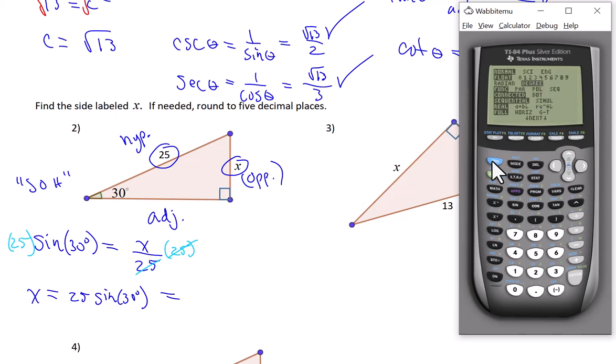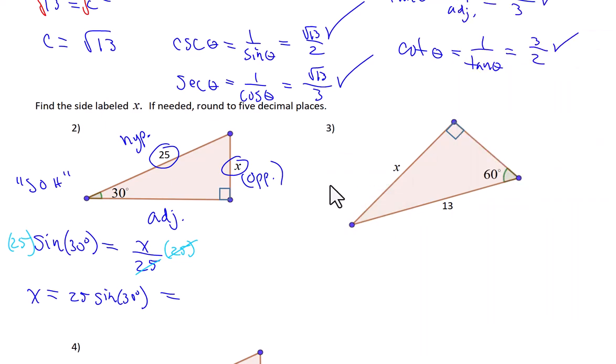Then I'm going to quit by hitting second and then the quit or mode button. Now that I'm in degree mode, I'm simply going to type in what we know we need, which is 25 times the sine of 30. Now the way we can type this in is by doing 25 and then just putting sine directly next to it. The calculator will assume that should be multiplication. And then I'm typing in 30 because it's in degree mode, and that's what I want, 30 degrees. Then I'll close my parentheses and hit enter, and it's going to give me a value of 12.5.